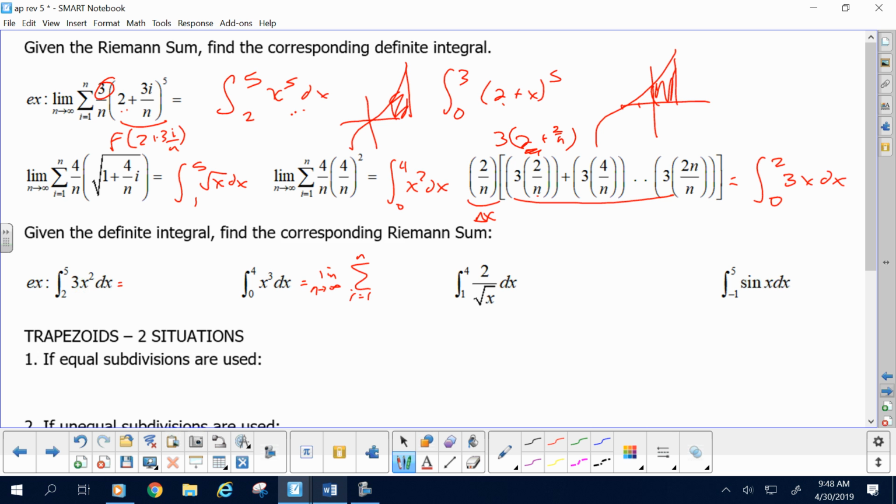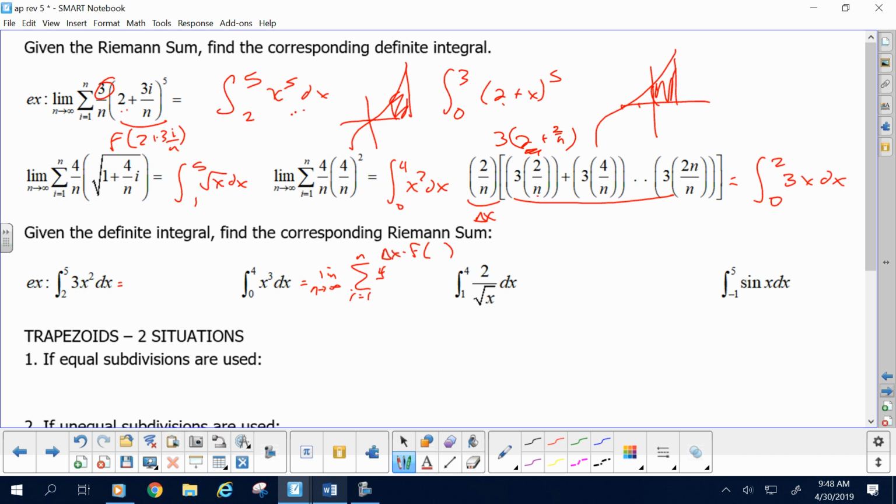That's part of the concept, but I doubt that would vary in the multiple choices, so don't worry about that so much. In here, I need a delta x and an f at a point, right? So what's the delta x?